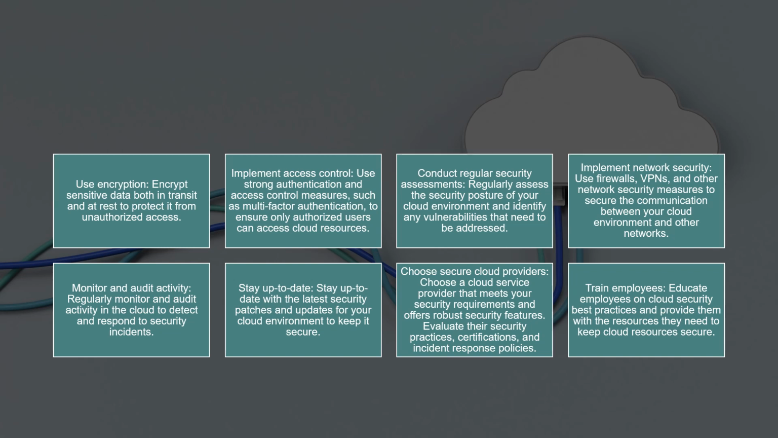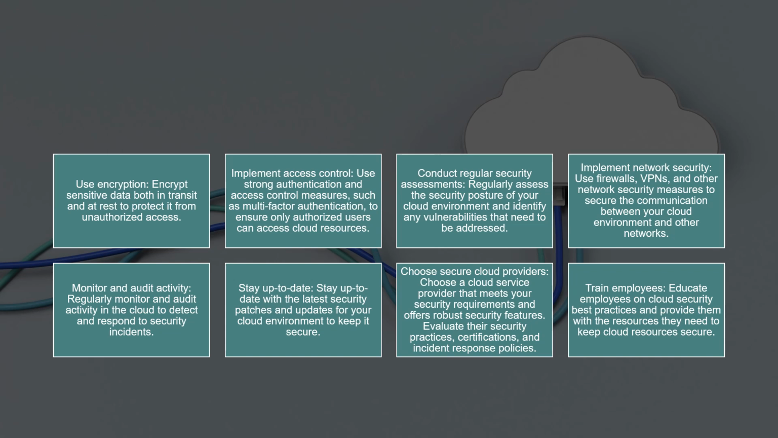Conduct regular security assessments. Regularly assess the security posture of your cloud environment and identify any vulnerabilities that need to be addressed. Implement network security. Use firewalls, VPNs, and other network security measures to secure the communication between your cloud environment and other networks. Monitor and audit activity. Regularly monitor and audit activity in the cloud to detect and respond to security incidents. Stay up to date with the latest security patches and updates for your cloud environment to keep it secure.